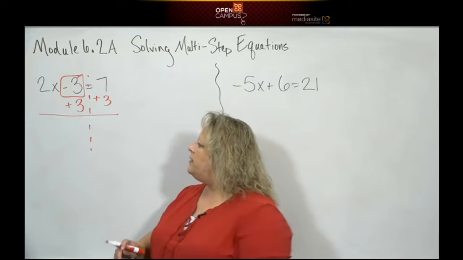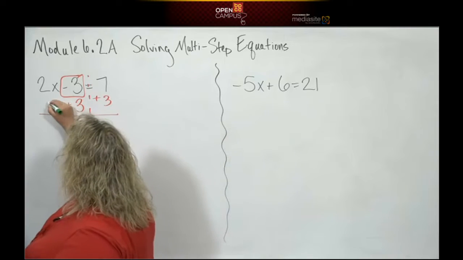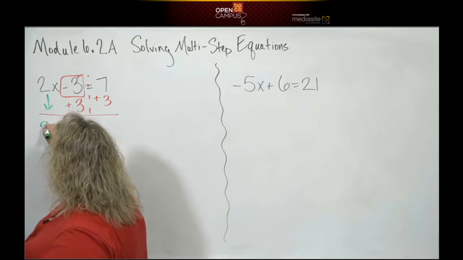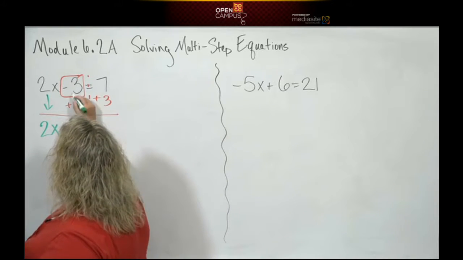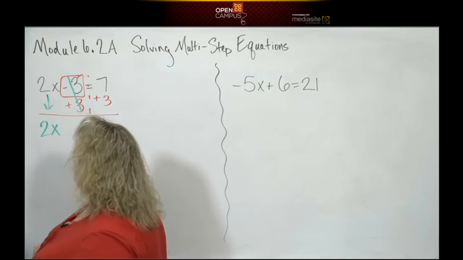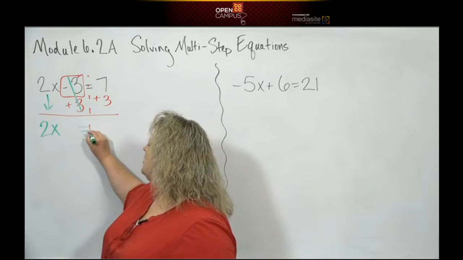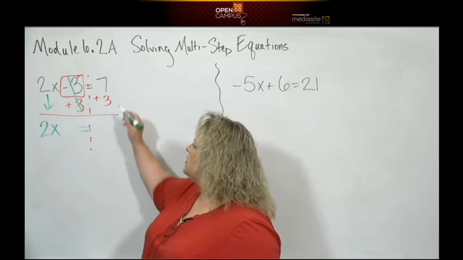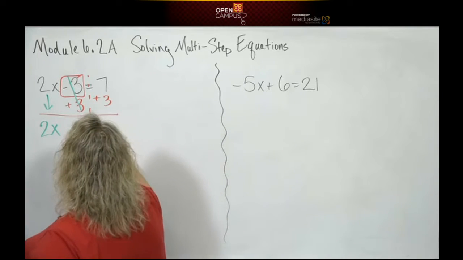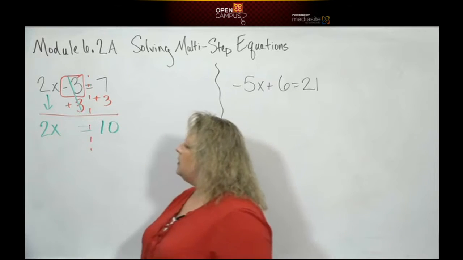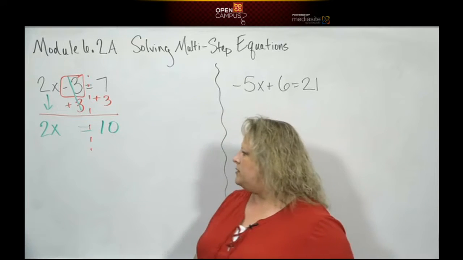Okay, so when I do that, my next step is bring down the 2x. I haven't touched it yet. The negative 3 and the positive 3, they add each other to be 0, so you don't have to put the 0. And that's equal to 7 plus 3. 7 plus 3 is 10. Now I have a one-step equation.